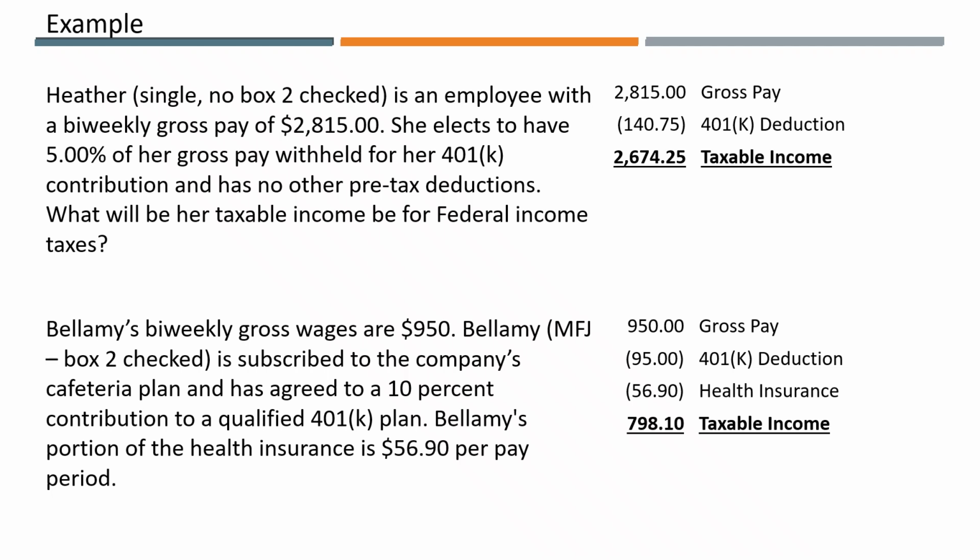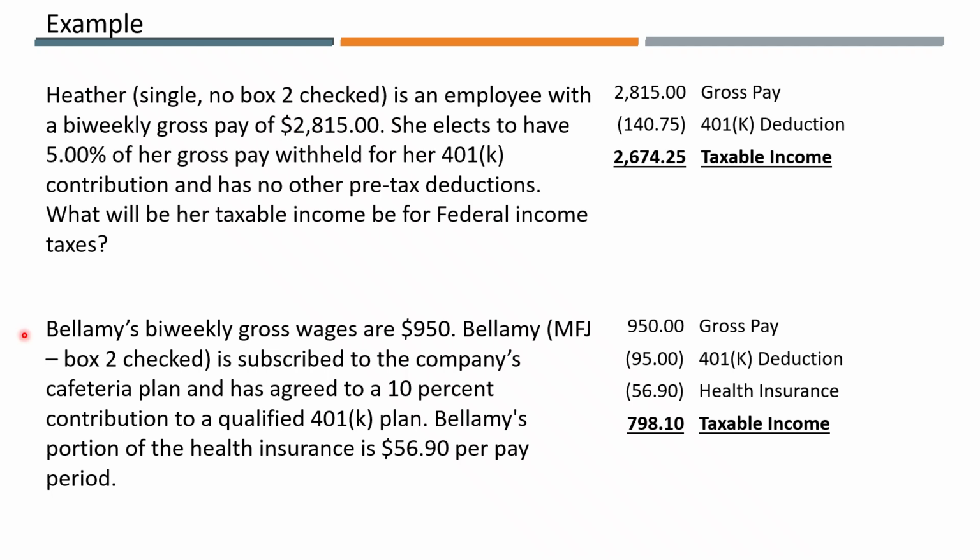This is an example of an employee with pre-tax deductions, which explains the difference between the gross pay and taxable income. Could the gross pay and the taxable income be the same? Absolutely. If the employee has no deductions, such as health insurance or 401k that qualify to be deducted pre-tax, the employee's gross pay and taxable income would be the same. What about the next example?